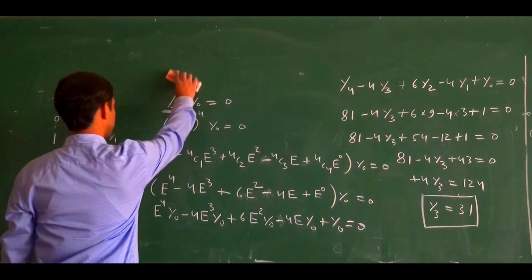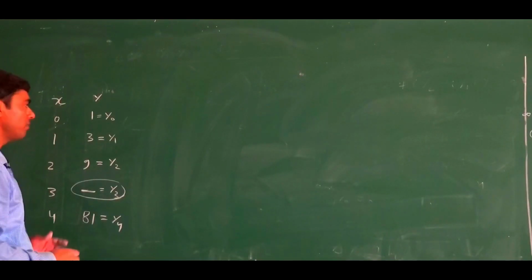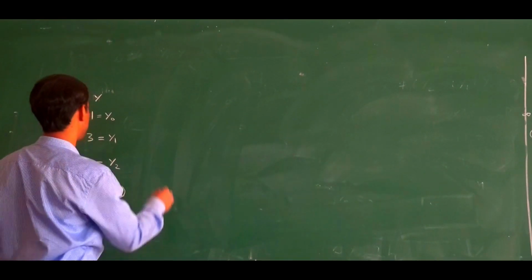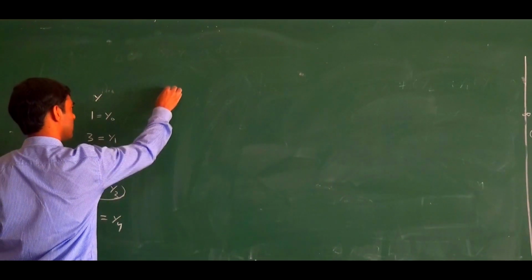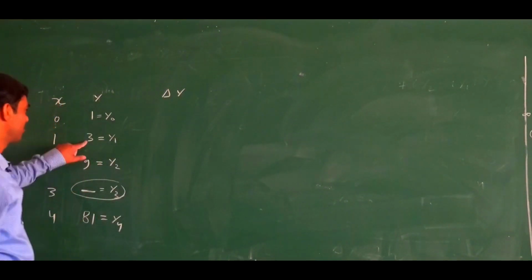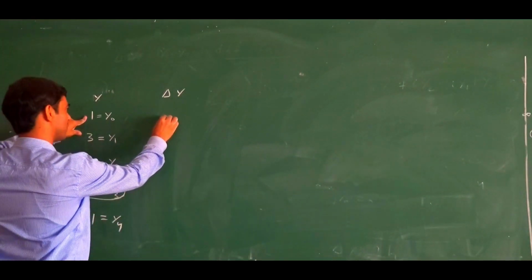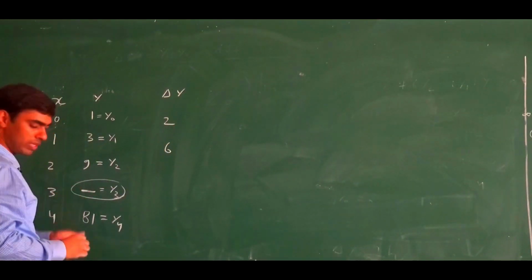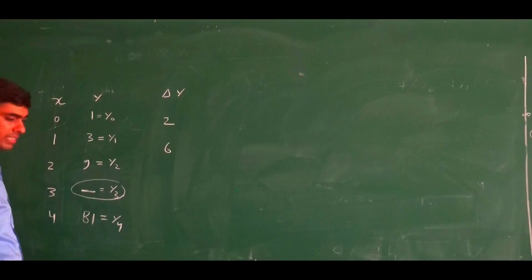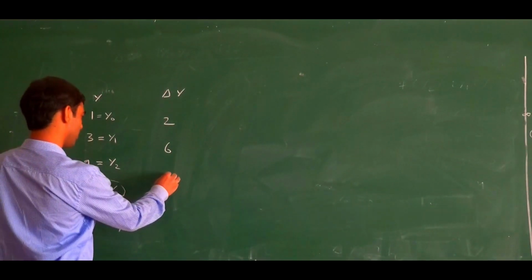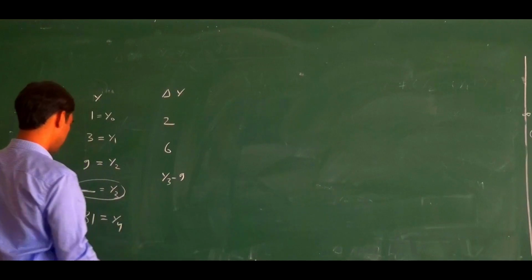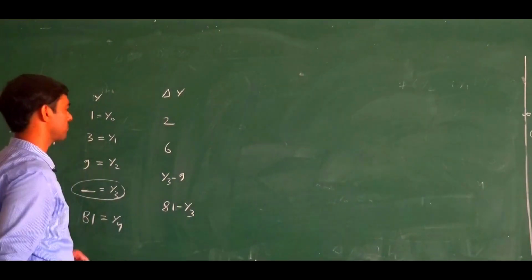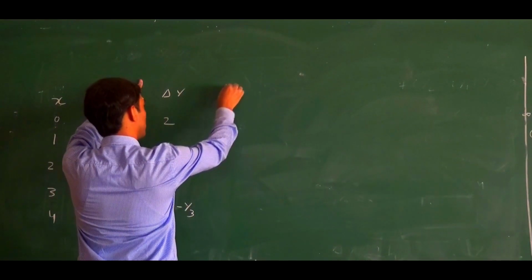Now, with the help of a difference table, how do we find the value of a missing term? Suppose this is del y. The difference 3 minus 1 is 2. 9 minus 3 is 6. Here we consider y3, so this becomes y3 minus 9, and then 81 minus y3.